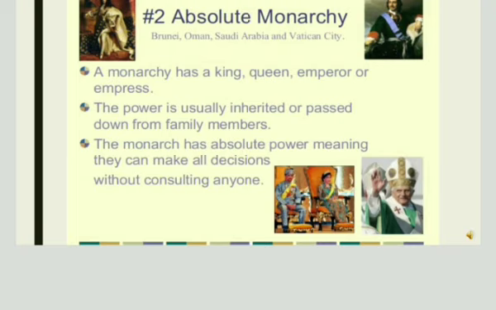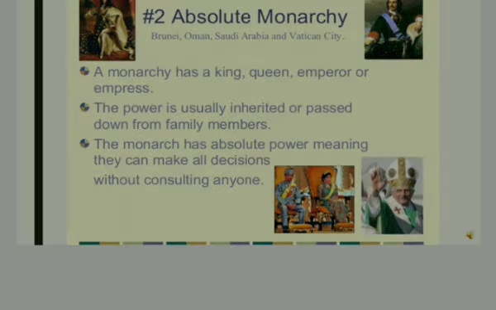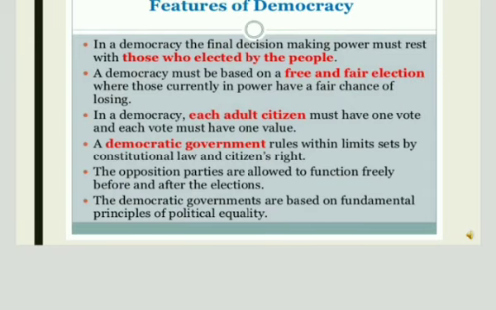Now I'll discuss absolute monarchy, where there are a king and queen, or emperor and empress. This is a type of government which is inherited or passed down from one family member to another, and the monarch has whole power to rule that specific country. Now I'll discuss different features of democracy.